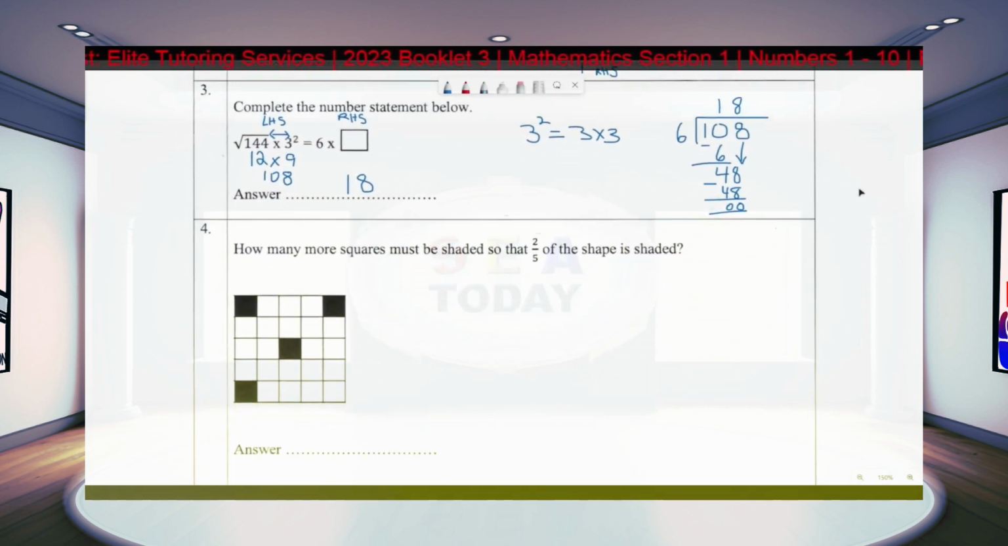Next question, number 4. How many more squares must be shaded so that 2/5 of the shape is shaded? Alright, so we're going to do a check to see what's the total squares first. And we can do that easily by checking how many going across, how many coming down, and multiplying them. So you have 1, 2, 3, 4, 5 squares going across, and 1, 2, 3, 4, 5 squares coming down. So that's a total of 5 times 5. Once we multiply them, we'll get the total amount of squares, which is 25.